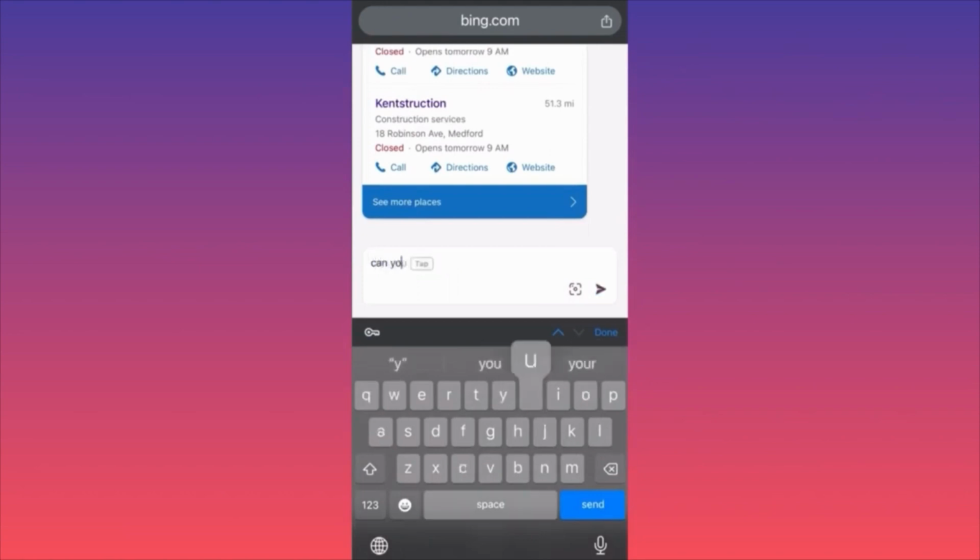Can you give us an approximate budget for only one room? Let's see, one room and what else? Maybe backyard upgrades.